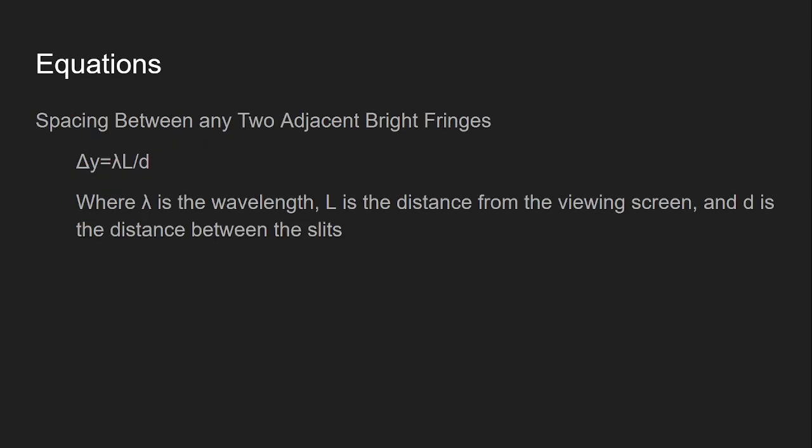The most important part of our project is perhaps the equations. Delta y equals lambda times L over d, where lambda is the wavelength, L is the distance from the viewing screen, and d is the distance between the slits of the apparatus. And delta y is the fringe spacing that we are calculating.